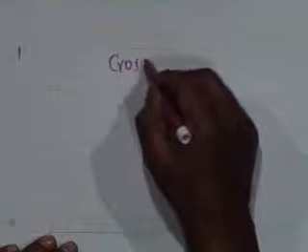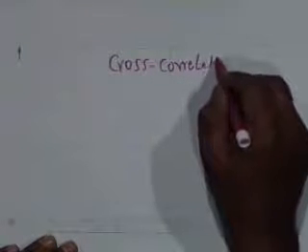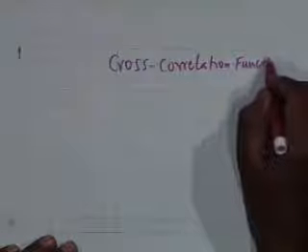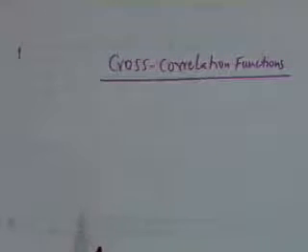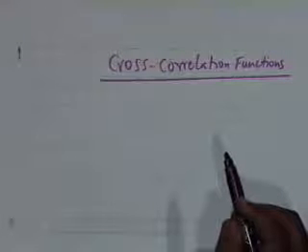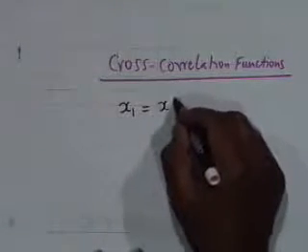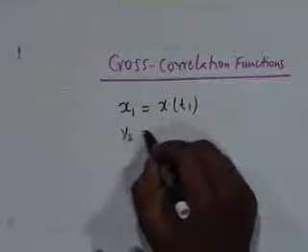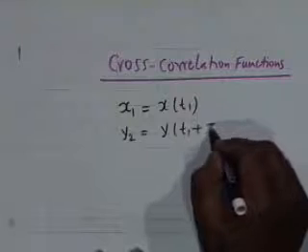Finally, we come to the cross correlation function. Now, the concept becomes a little more involved, because the cross correlation function by definition is the correlation between random variables taken from two different processes. That is, let us say x1 is equal to x of t1 and y2 is equal to y of t1 plus tau, and we assume that the two random variables are jointly stationary.